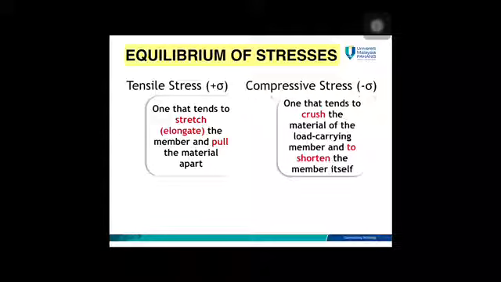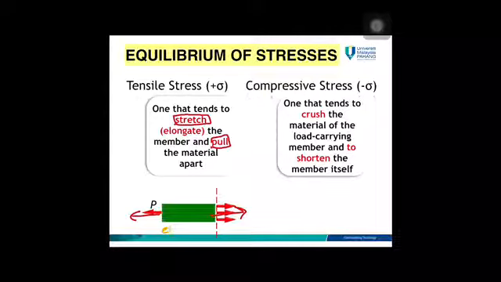Tensile stress is one that tends to stretch the member and pull the material apart. This is how the tensile stress acts. It will pull the material. When it pulls the material, what happens to it? It elongates. So that's why, if you see here, the tensile stress is positive, because it elongates.